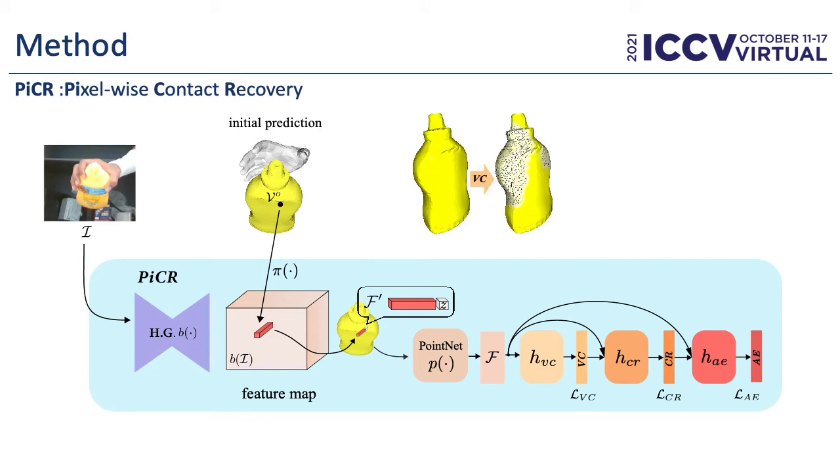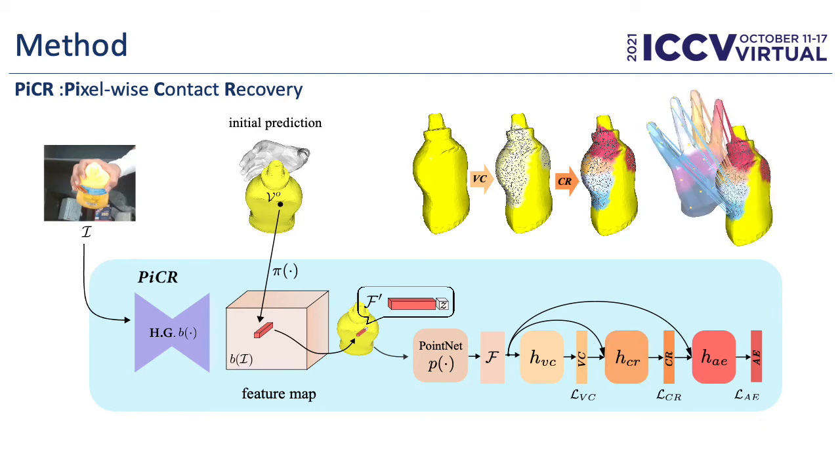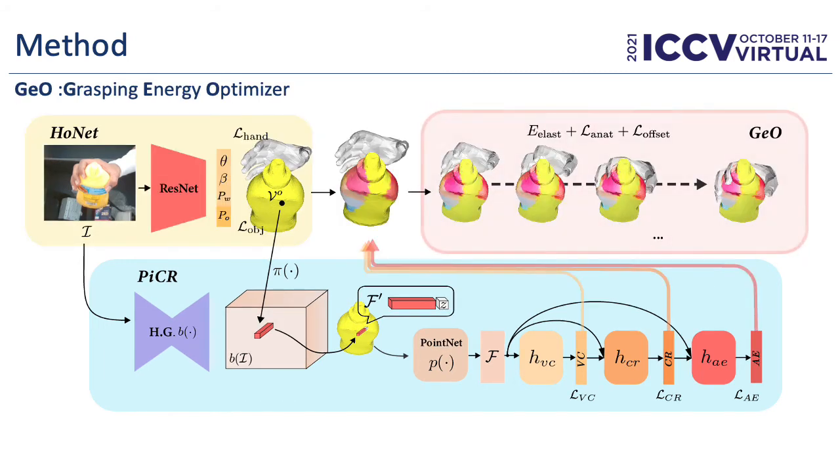The first, vertex contact, VC, decides which vertices on the object surface are in contact with the hand. The second, contact region, CR, decides which hand part is most likely to contact with those vertices. With VC and CR, we can construct the attractive spring mesh system to form the CPF. The third, anchor elasticity, represents the likelihood of the predicted contact pairs. The final stage is a grasping energy optimizer, GEO, that refines the initial hand and object poses.